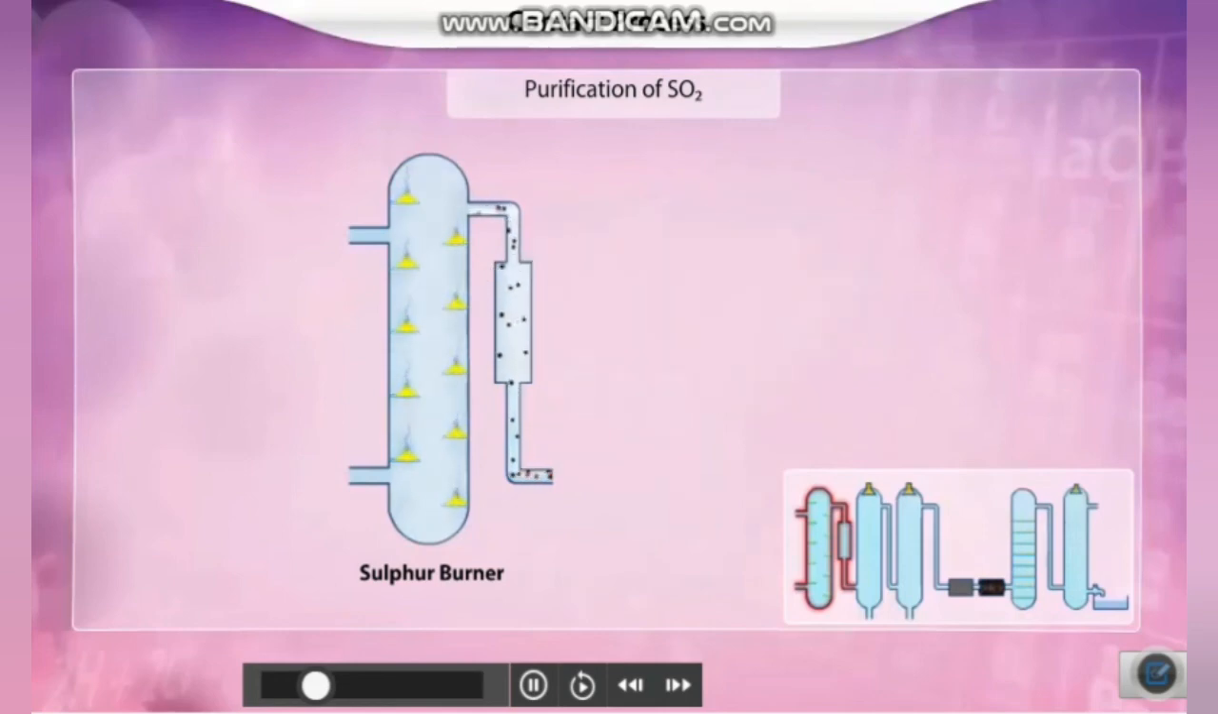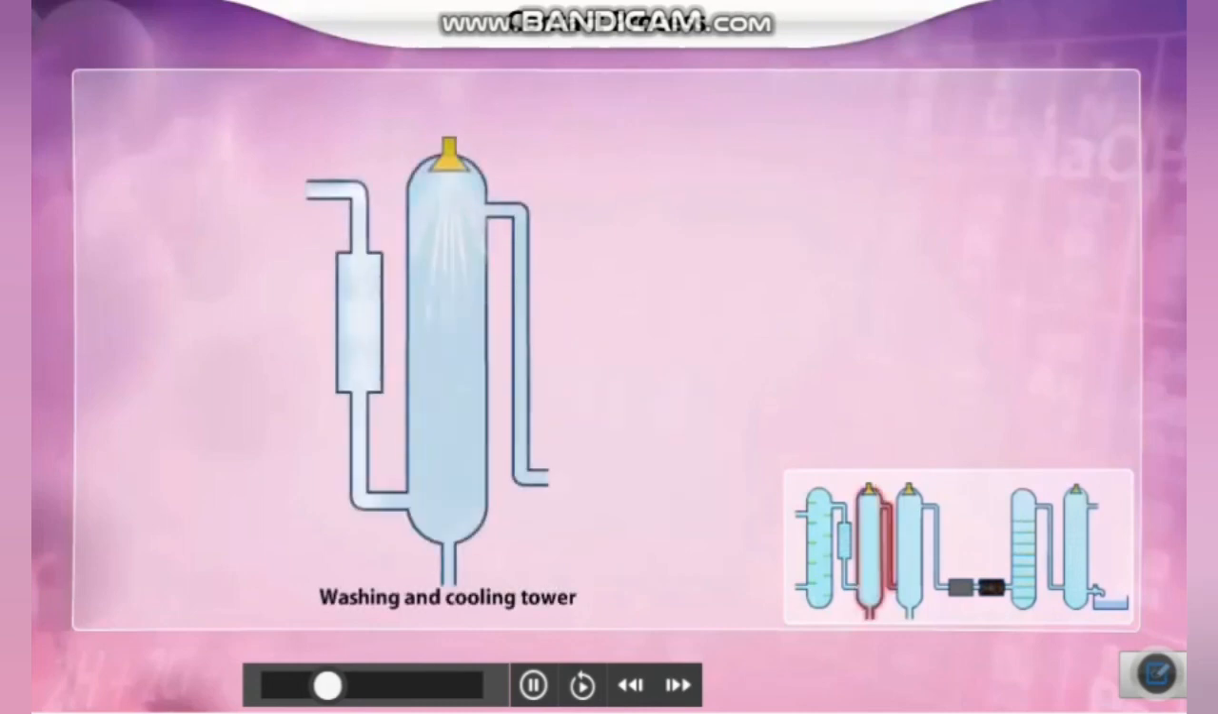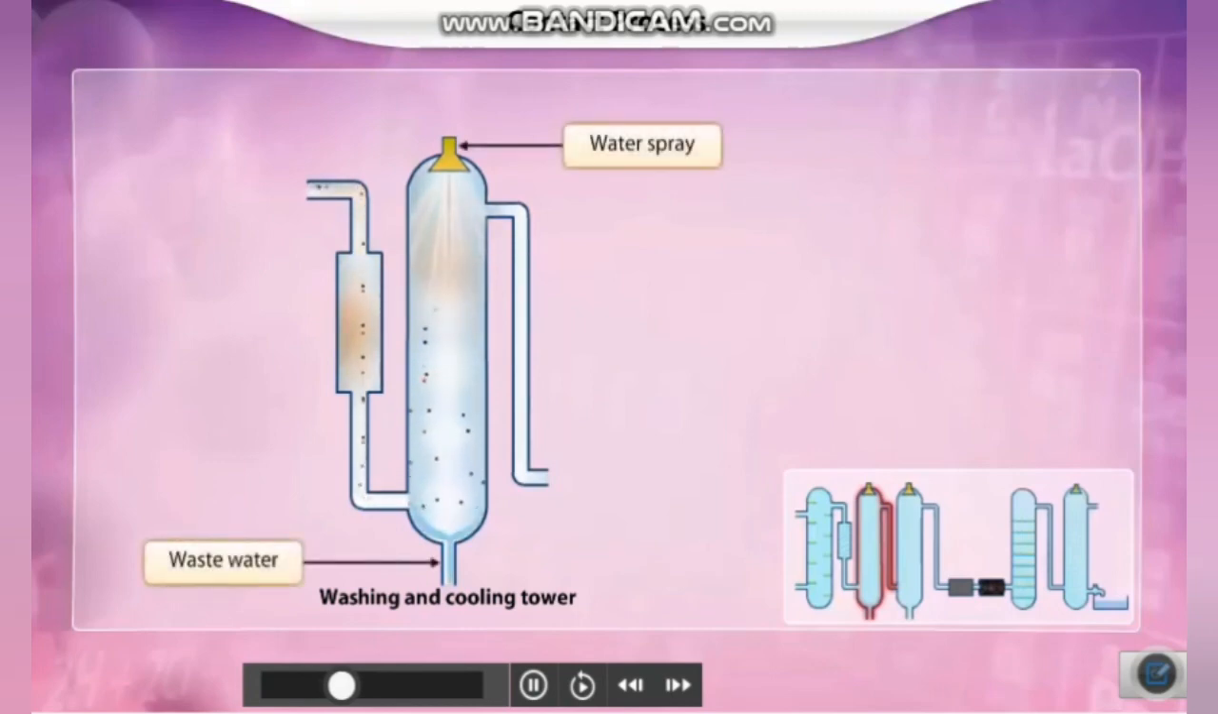In the purification stage, most of the dust particles are removed by passing the sulfur dioxide and oxygen through the dust precipitator. From the dust precipitator, it is sent into the washing and cooling tower, where the remaining dust particles are removed by spraying the rising gases with a jet of water. The gases that leave this tower are free of dust but are moist and still carry the impurities of arsenious oxide.